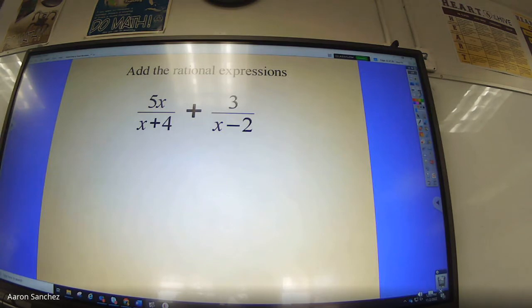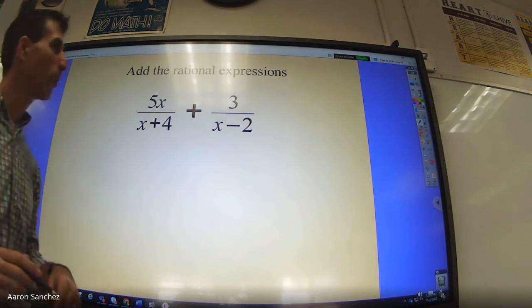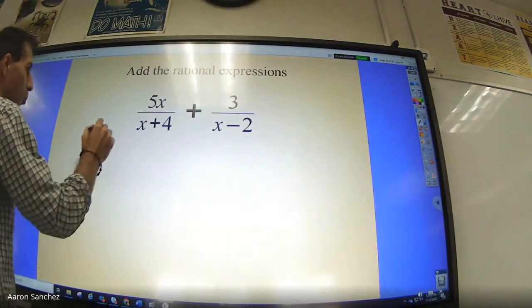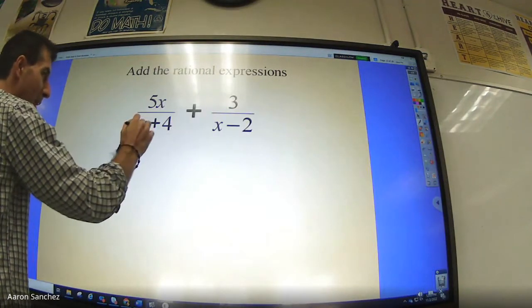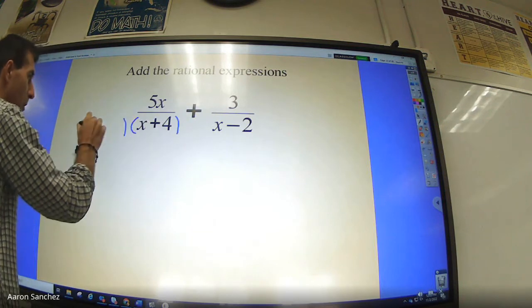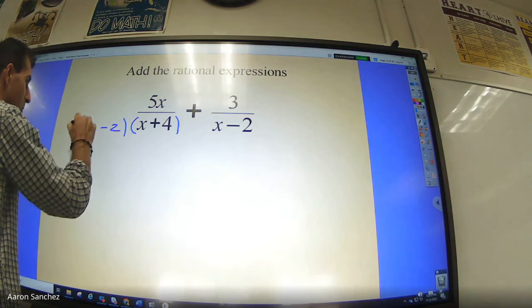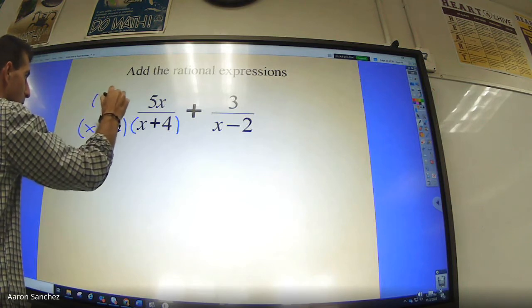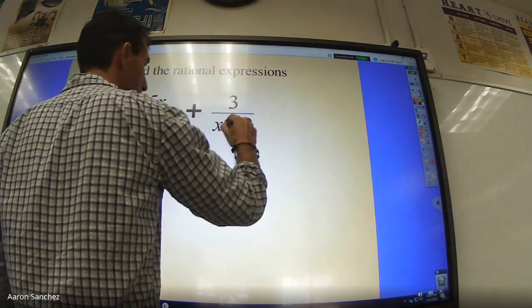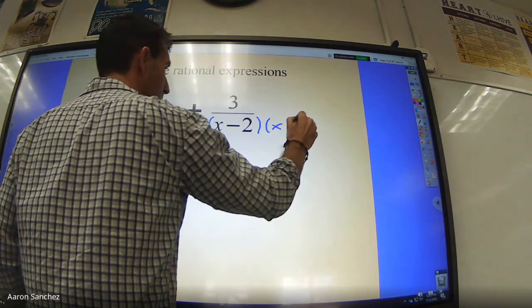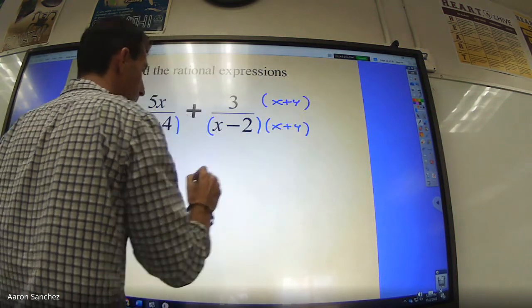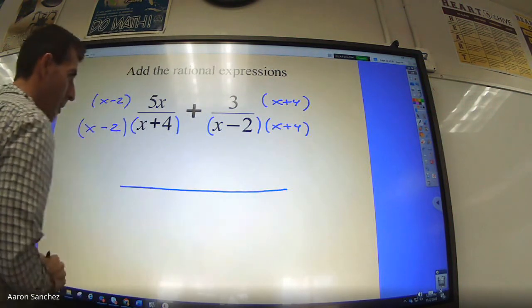Okay, now, what do I need in order to graph these? I need a common denominator, which I get by multiplying this by that, and that by that. I just go x minus 2, right? And then I multiply this by x plus 4, right? So, what's my denominator?